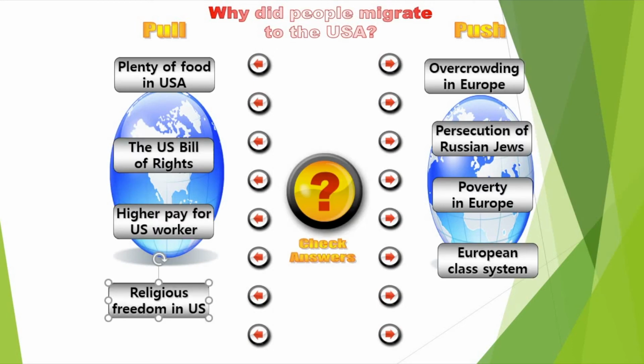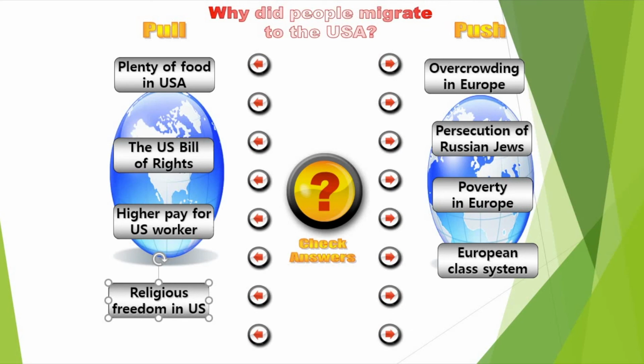So hopefully your table will look something like this. So you've got the push factors, overcrowding in Europe, so there are people that wanted to leave because there's too many people in Europe at this time. In Russia, the Jewish people were being persecuted. There was a pogrom, so they were leaving for religious reasons. They were being pushed out of Russia and looking for somewhere to go.